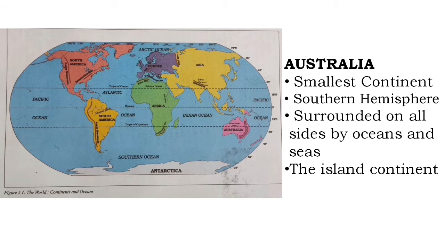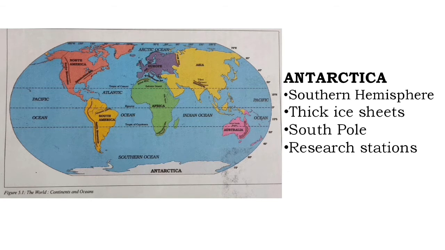Therefore, it is also called the island continent. The only island continent is Australia. Next we have Antarctica. Antarctica is completely in the southern hemisphere, and it is a huge continent.